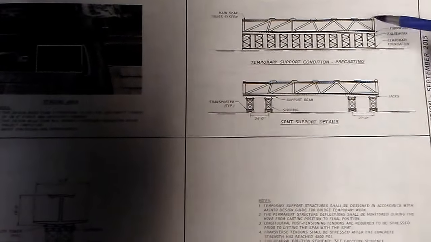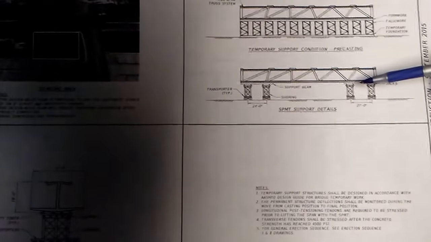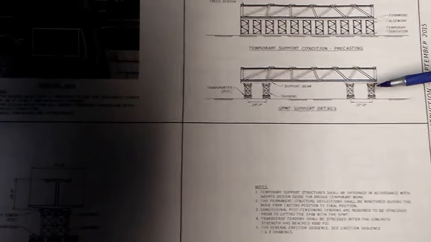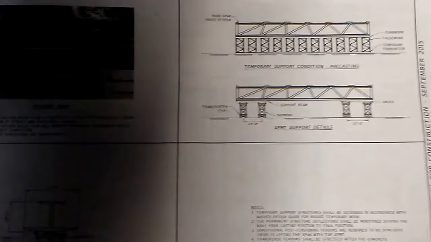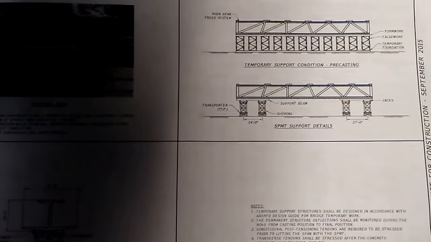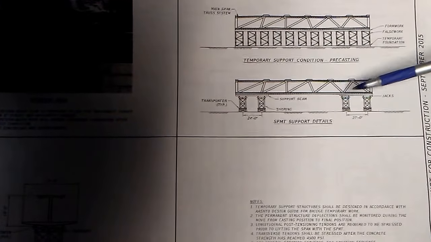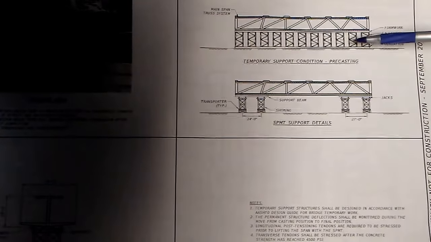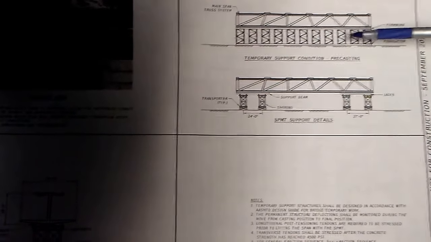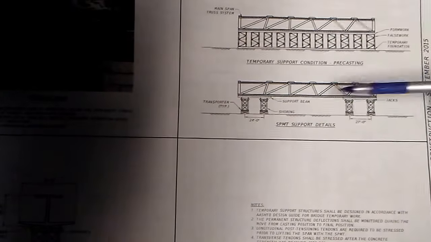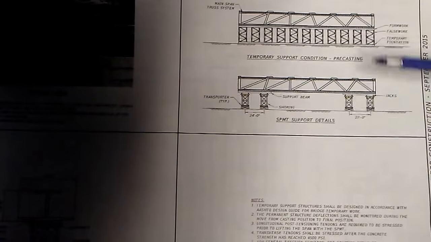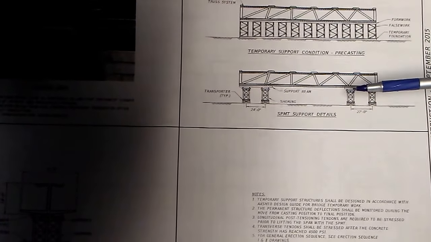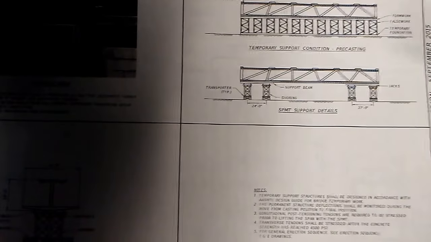So once the concrete strength is achieved, the SPMT towers that were used to transport the bridge to its final position are brought in. These SPMT towers, self-propelled modular transporters, are installed by removing some of these false work towers. A few of these false work towers are removed. The transporters are brought in as their replacement, and then the transporters actually can lift the bridge.